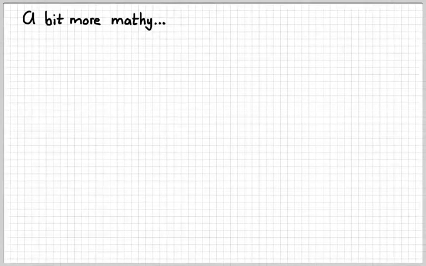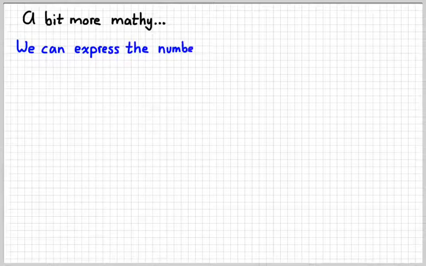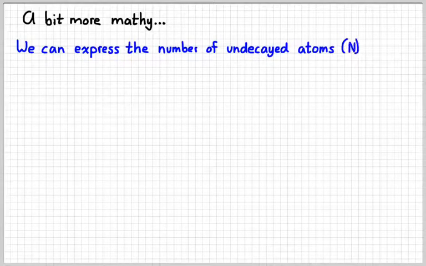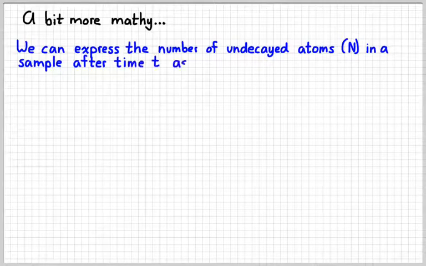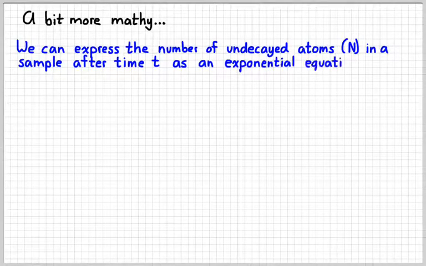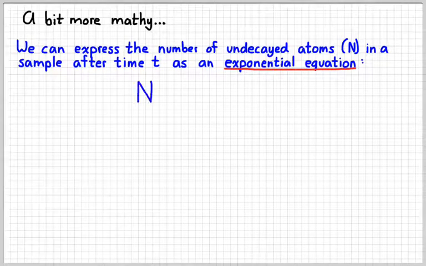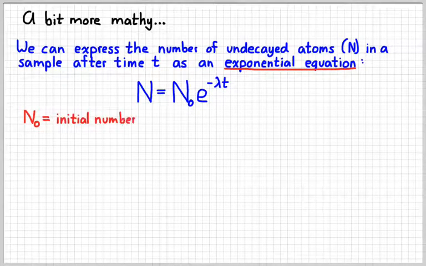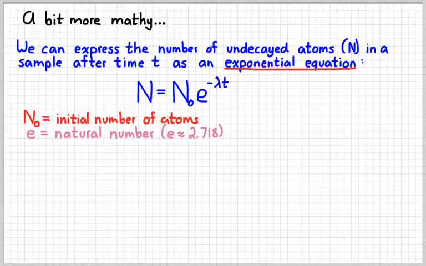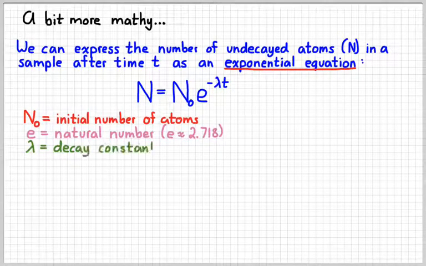Getting a little bit more mathy with this whole thing, we can take our exponential graph that we saw a second ago, and we can write an equation to match it. We can express the number of undecayed atoms as a function of time t as an exponential equation. That would look something like this, where N naught is the initial number of atoms, e is the natural number, approximately 2.718. Hopefully you learned a little bit about e in your math class. And then lambda here represents something called the decay constant. And then t in that equation is obviously for time.